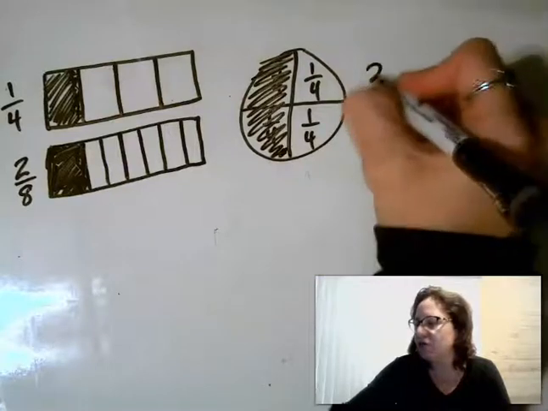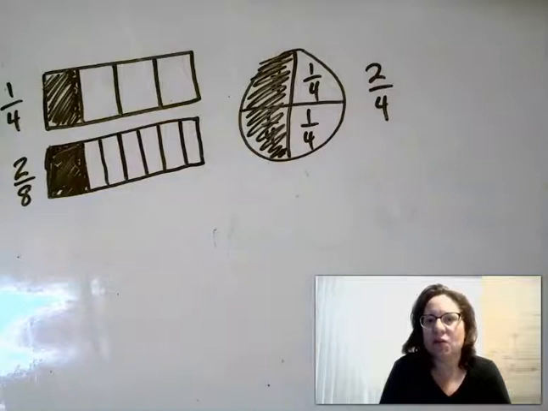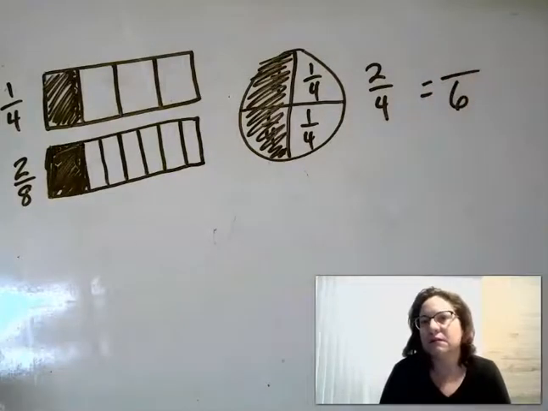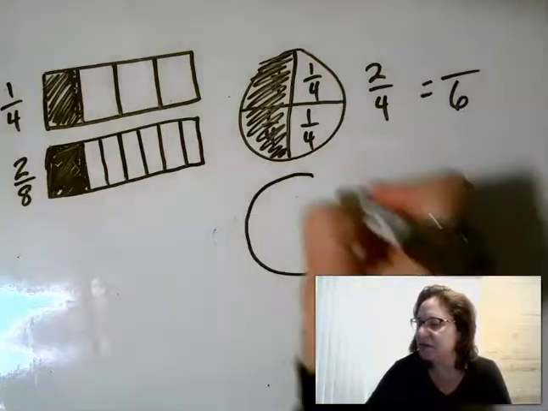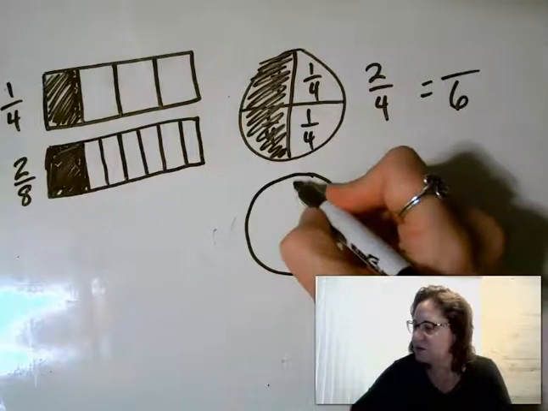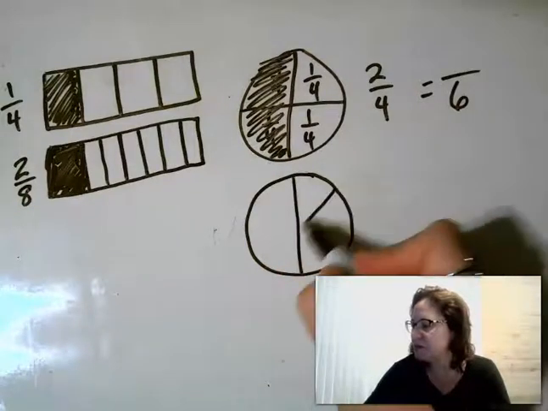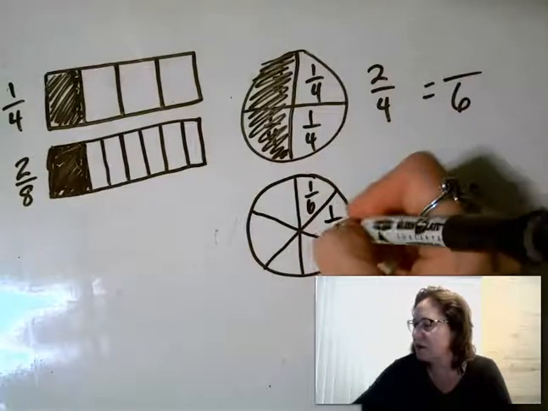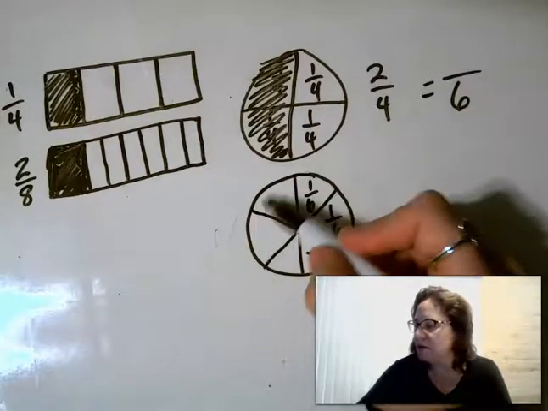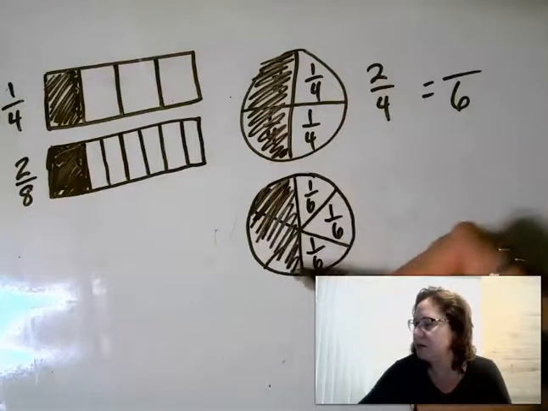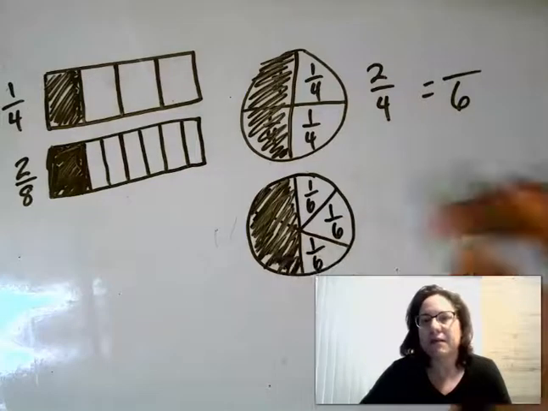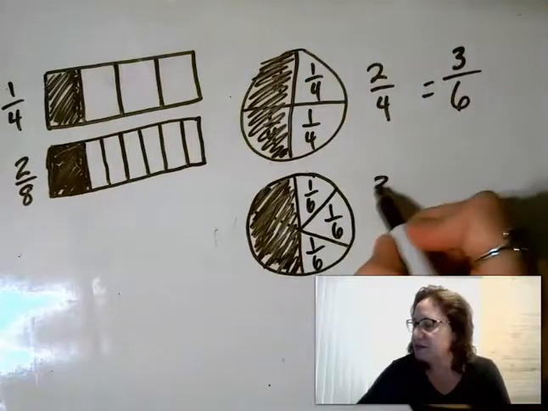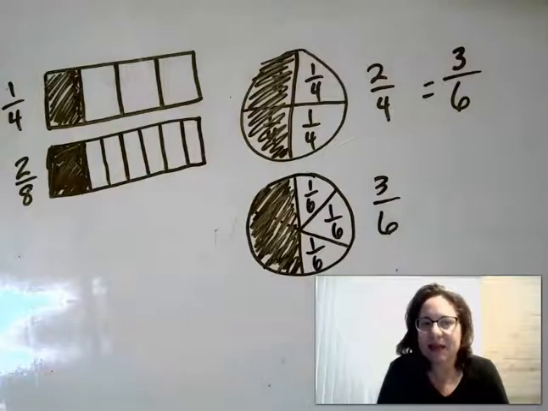So I have shaded 2/4, but I want to find an equivalent fraction to 2/4 that has the denominator of 6. So I'm going to draw another circle, trying to make it the same size. Okay, so we're going to split this into 6 pieces. Okay, you see that? Each of them is 1/6. I'm shading 3 of these. 1, 2, 3. In order for it to be half, I am shading in 3. So 2/4 is equal to 3/6. You see that? They're the same amount.